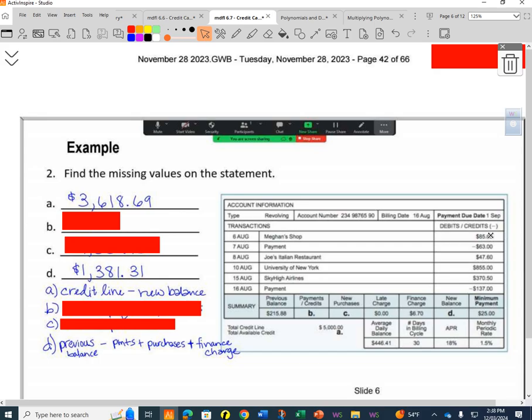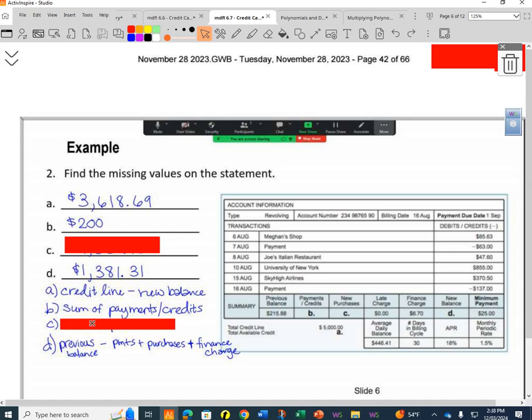B, your payments and credits. So that's going to be these things that are marked here with the negative sign. And so the payments and credits. I don't see any other credits on here. I think it would be in a parentheses or something. So $63.137. So those payments are a total of $200.